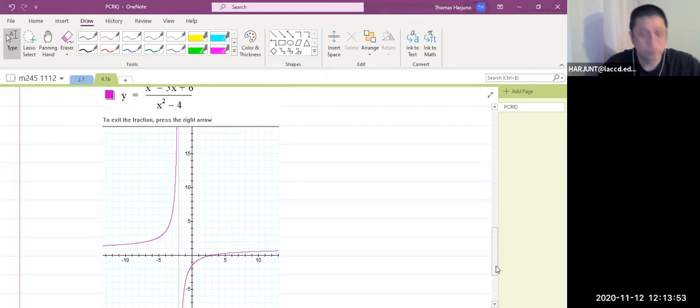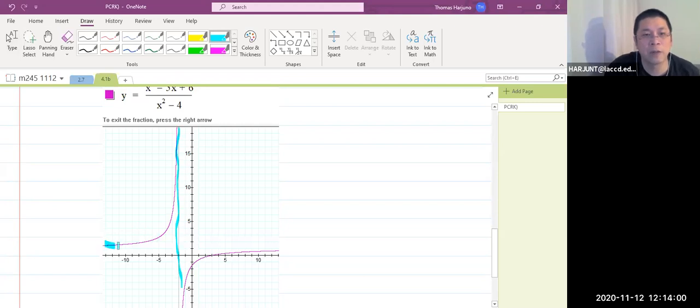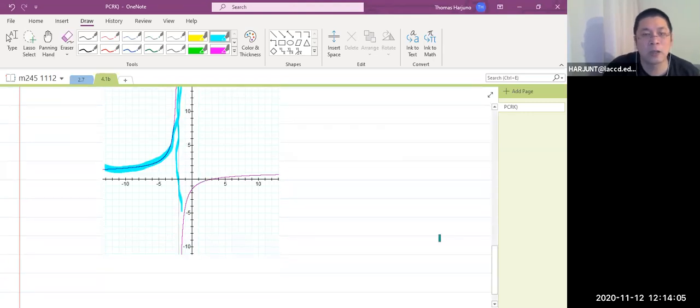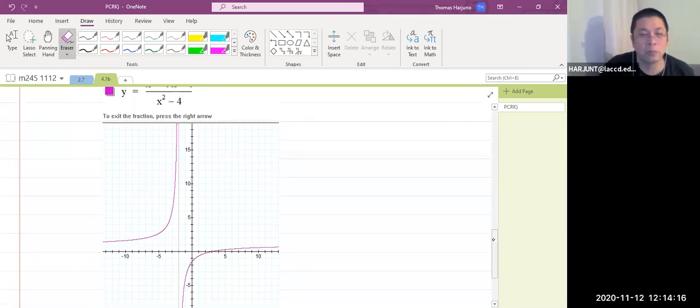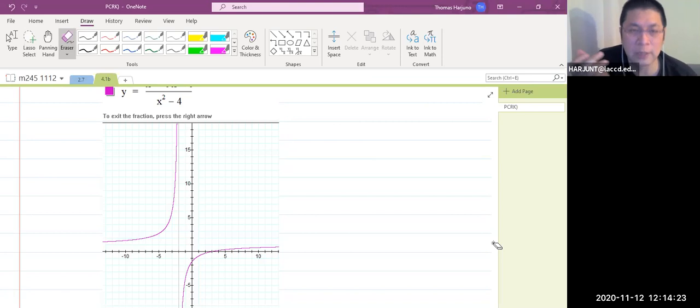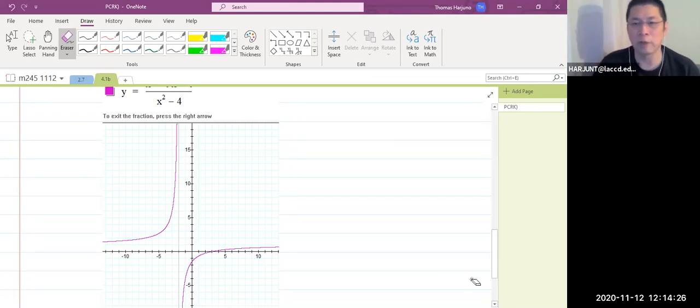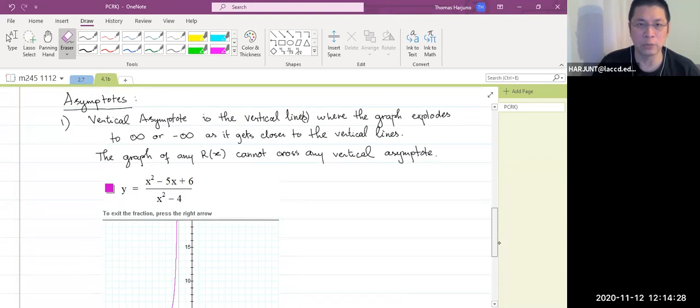So you see, this is the vertical line to which, as the graph gets closer from the left-hand side, in this case, it goes to infinity. And as it gets closer from the right-hand side, it goes to negative infinity in this case. Now, we actually don't know if we will go to positive or negative infinity in particular, but we know for sure we'll go to either one of them. And the graph will not cross this vertical asymptote.